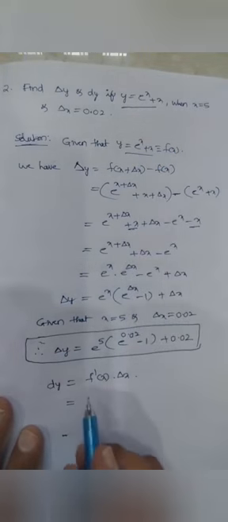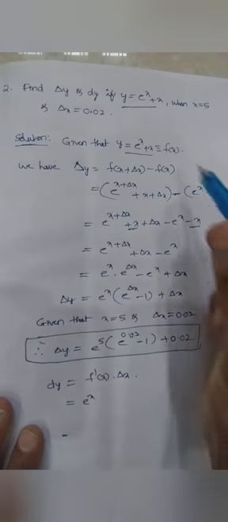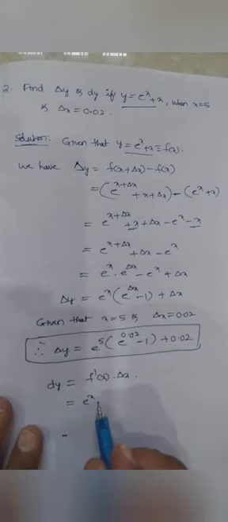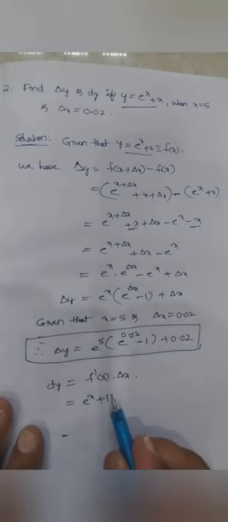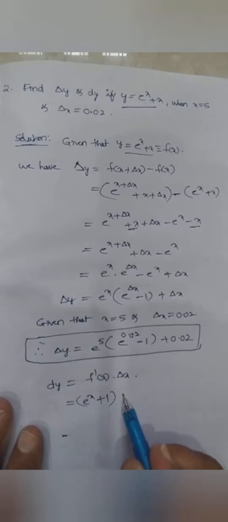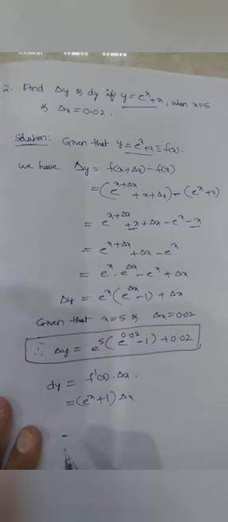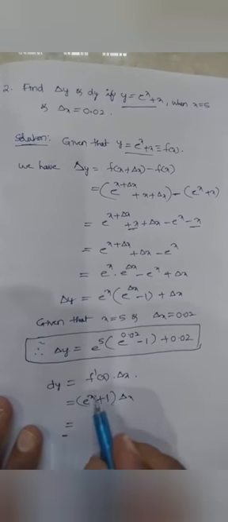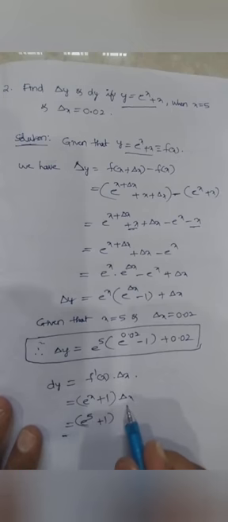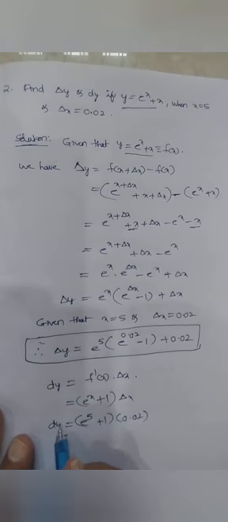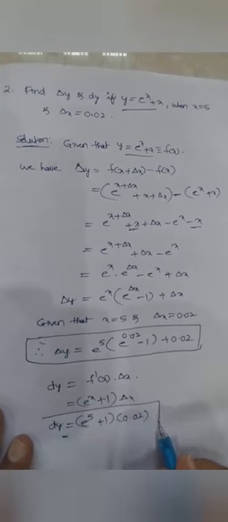What is it? e power x derivative is e power x, it remains the same, plus x derivative, which is 1. Okay, clear? So f dash of x into delta x remains the same. Here also we will substitute the values of x and delta x. x is 5, so e power 5 plus 1, into delta x, which is 0.02. So this is our dy value.